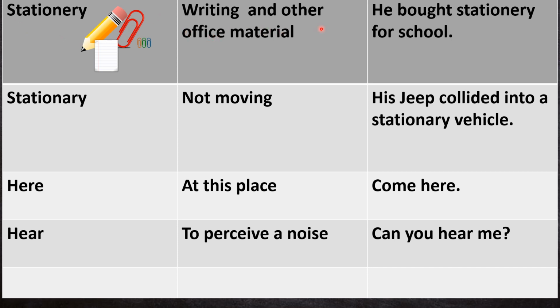Stationery, writing and other office materials. He bought stationery for school. Stationary, not moving. Example, his jeep collided into a stationary vehicle. You see, this one is very tricky because the only difference is this A and this E. So those are the things you just look out for. And then here means at this place. The sentence is come here. Very short sentence. And then hear, to perceive a noise. The example, can you hear me?